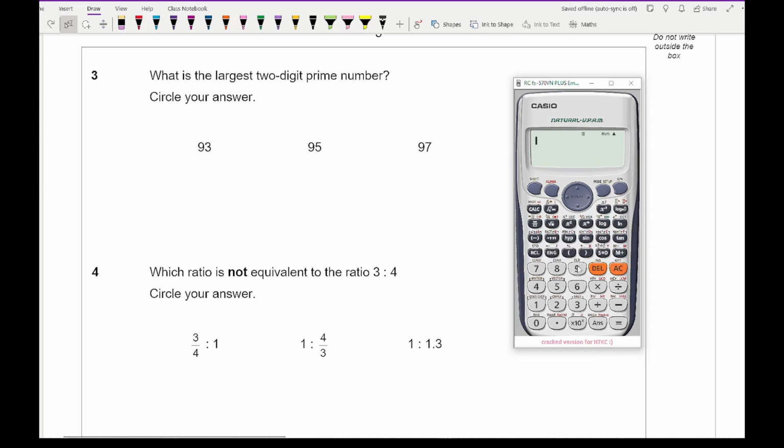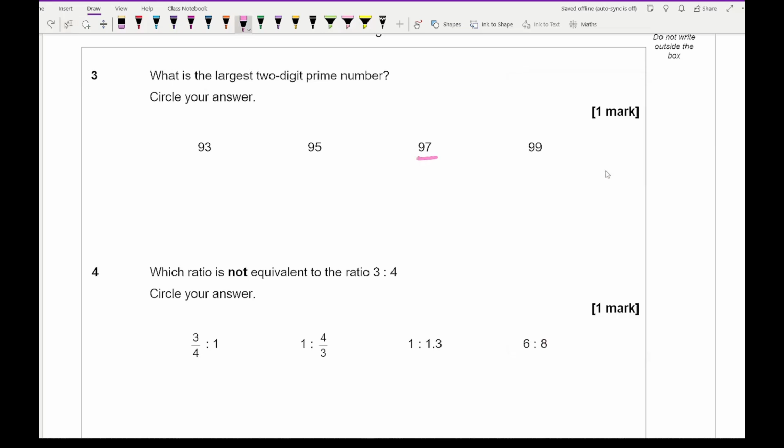So if we try 95, press equals, shift and fact, that changes, so that's not prime. Try 97, press equals, then press shift and fact, that doesn't change, so that is a prime. And 99 I know is not a prime number, so the correct answer is going to be 97.